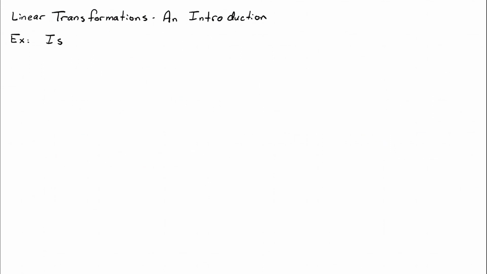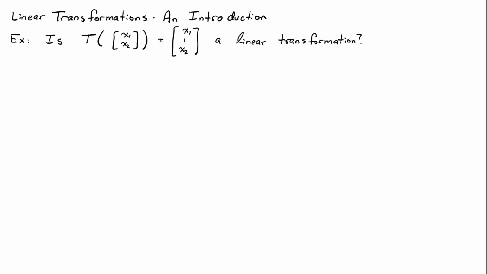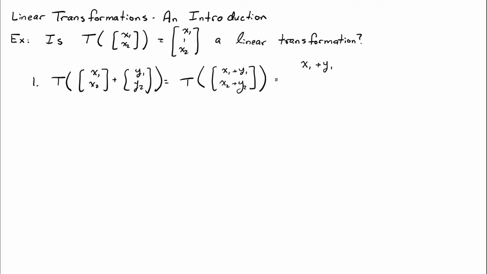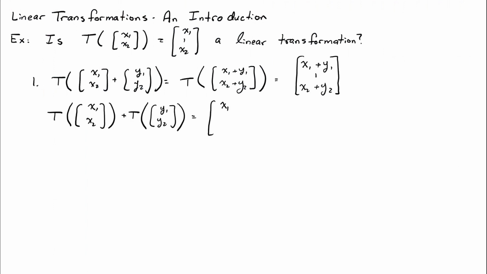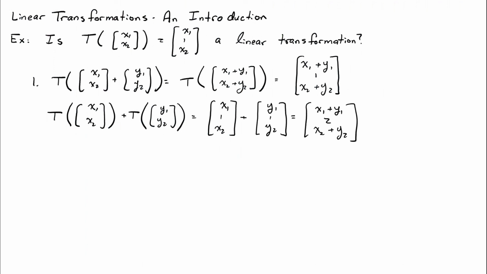Here's one last example. Is T(x1, x2) = (x1, 1, x2) a linear transformation? Well, this looks virtually identical to the previous problem. Let's just do it the exact same way. T(x1, x2 + y1, y2). Combine the inside and apply T. Do the other side, T(x1, x2) + T(y1, y2). Apply T and add. Oh no, we don't get the same thing. The middle coordinates are different. I guess that means T is not linear.